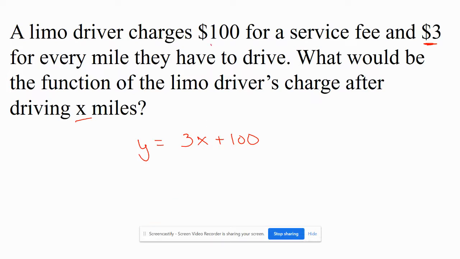Right, because this should be our y-intercept. 100 should be our y-intercept because we're getting charged $100 off the bat going 0 miles, right? So if x is 0, our y-intercept has to be 100. Okay, so this would be our function for this particular problem.